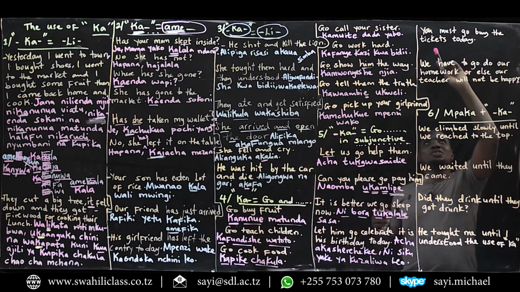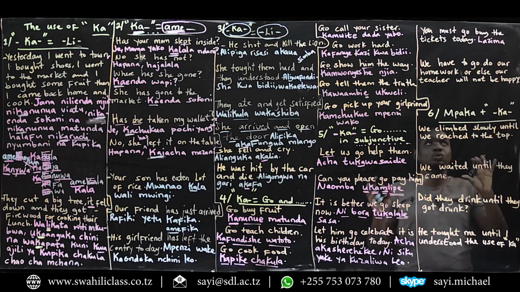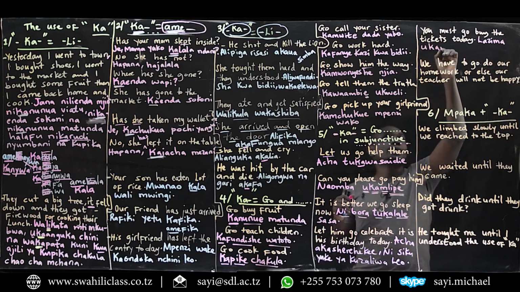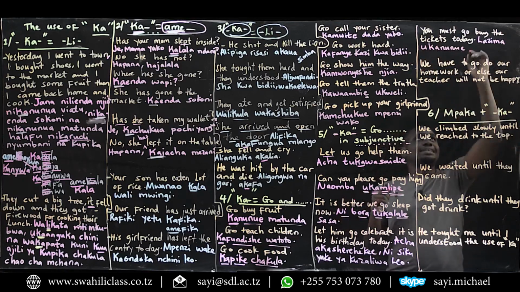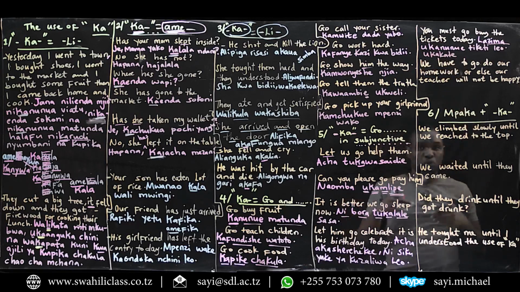Okay, let's see this sentence now. You must go buy the ticket today. You must: lazima. Lazima. You know subjunctives, eh? This is subjunctive. Make sure you know subjunctive after you learn, before you start this lesson. So, lazima. You must go buy the ticket today. Lazima ukanunue tiketi leo. Other people will say lazima ukakate tiketi leo, because kata tiketi is to buy the ticket. Kata is like to cut. You cut the ticket. Kata tiketi.